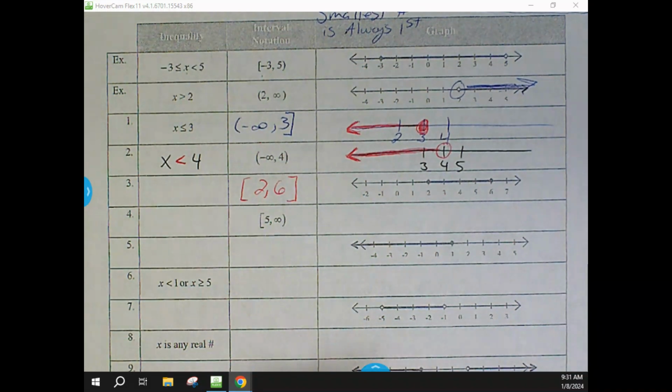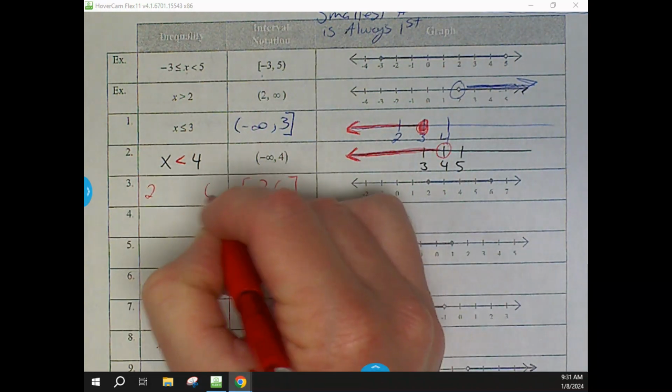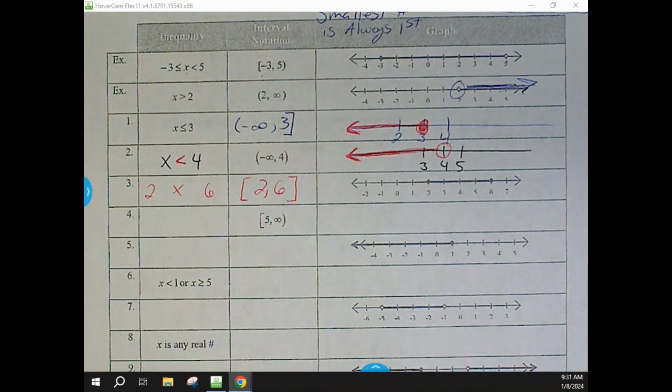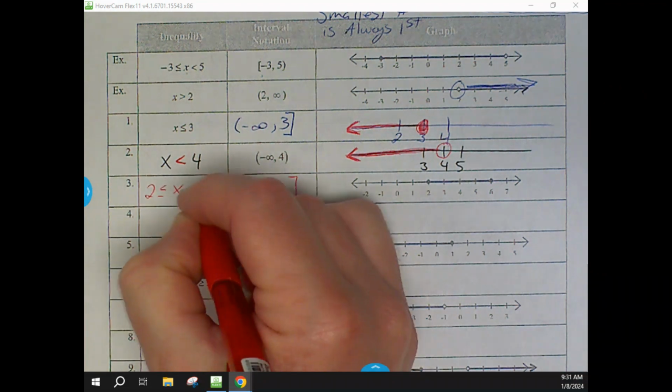Okay, if they ask you to write an inequality, basically here's what you're going to do. You're going to put the 2 over here. You're going to put the 6 over here. And you need any number in the middle, so we're going to put x in between. And to make it go in between, we're always going to have it so that it basically just does less thans.